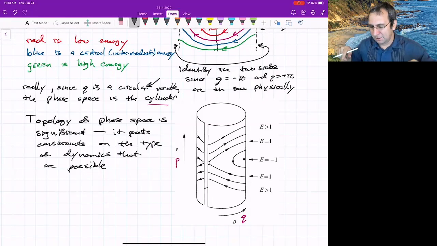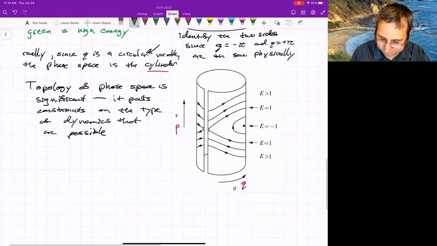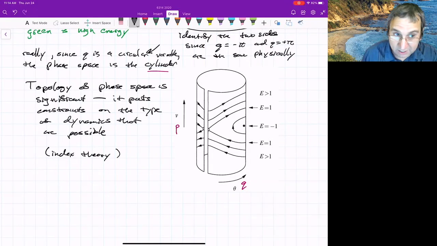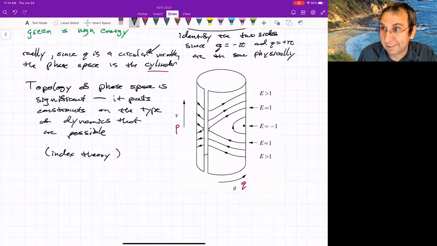I think the cylinder in general does not have to have fixed points, but the torus also doesn't have to have fixed points, but if it does, they have to come in certain pairs. That's another thing. But if you want to know more, look up index theory, particularly Poincaré index theory. Poincaré's done a lot of stuff.